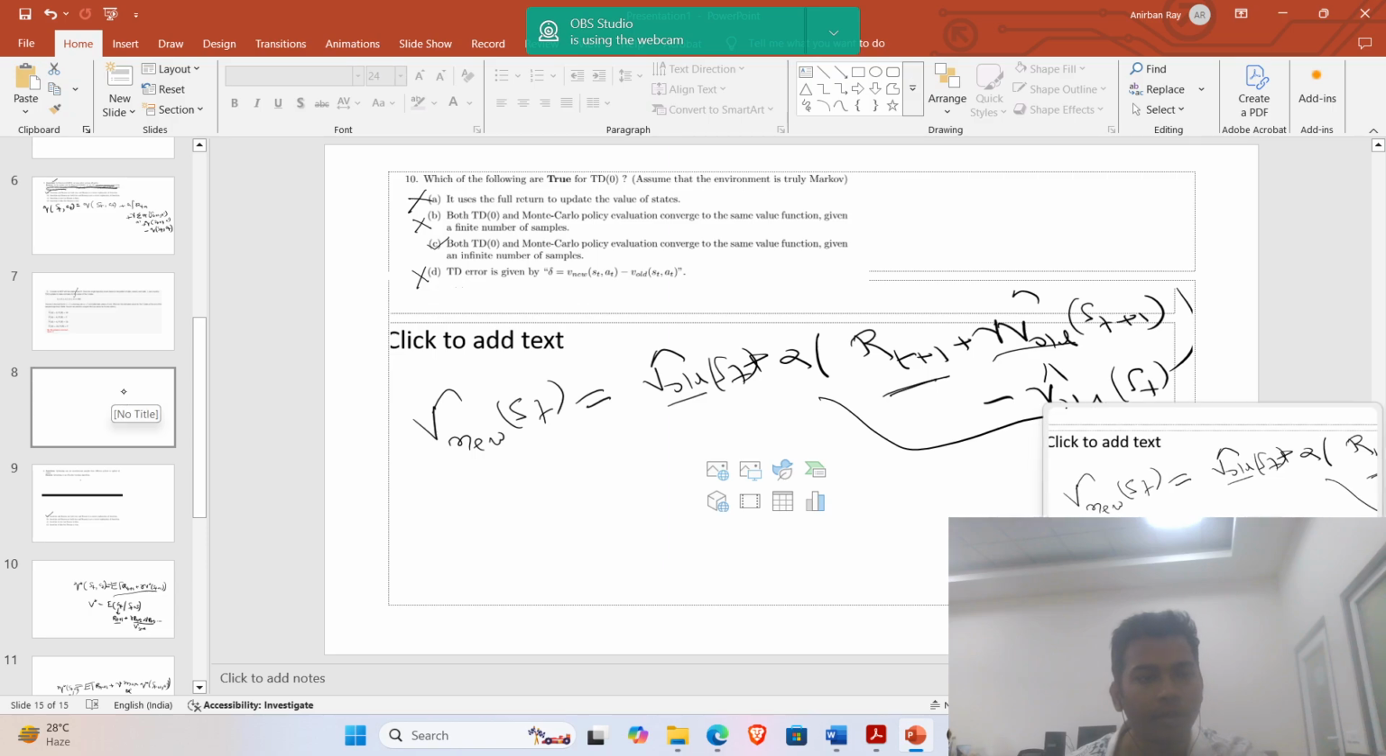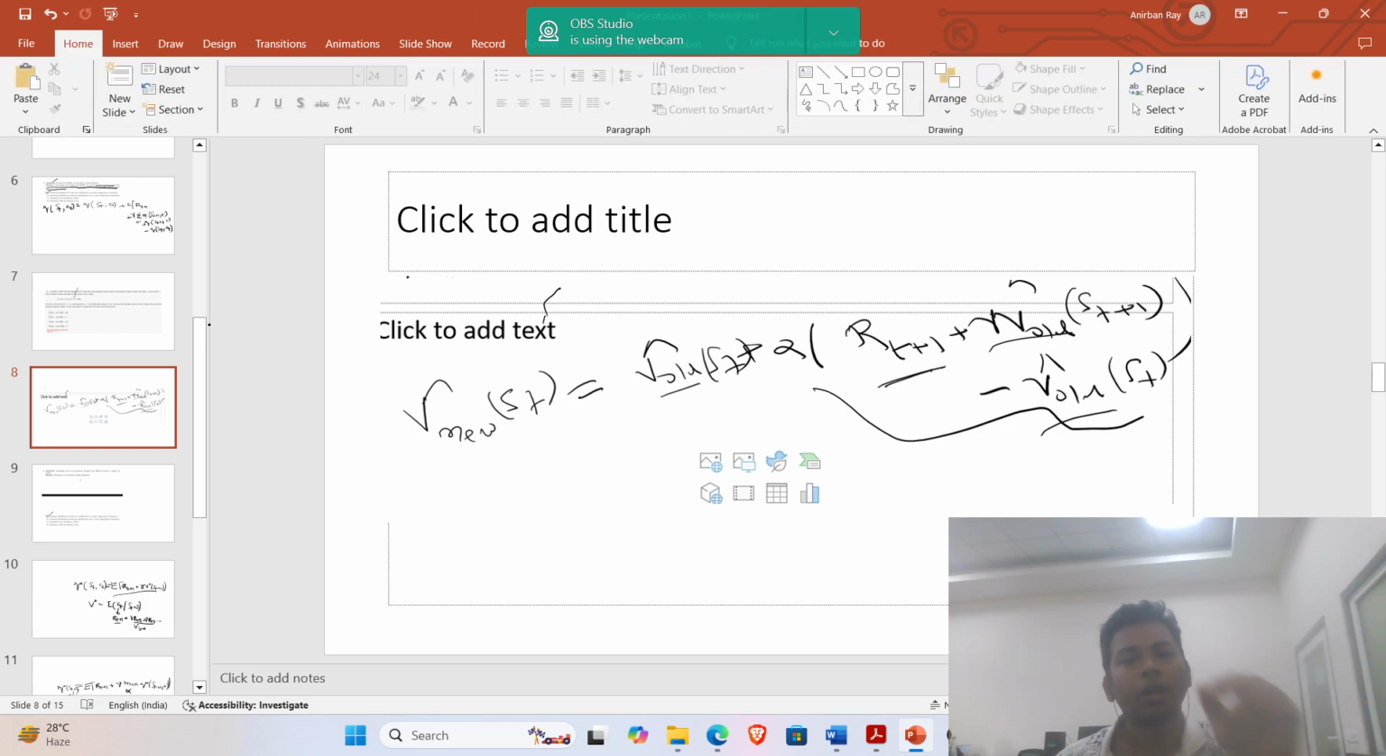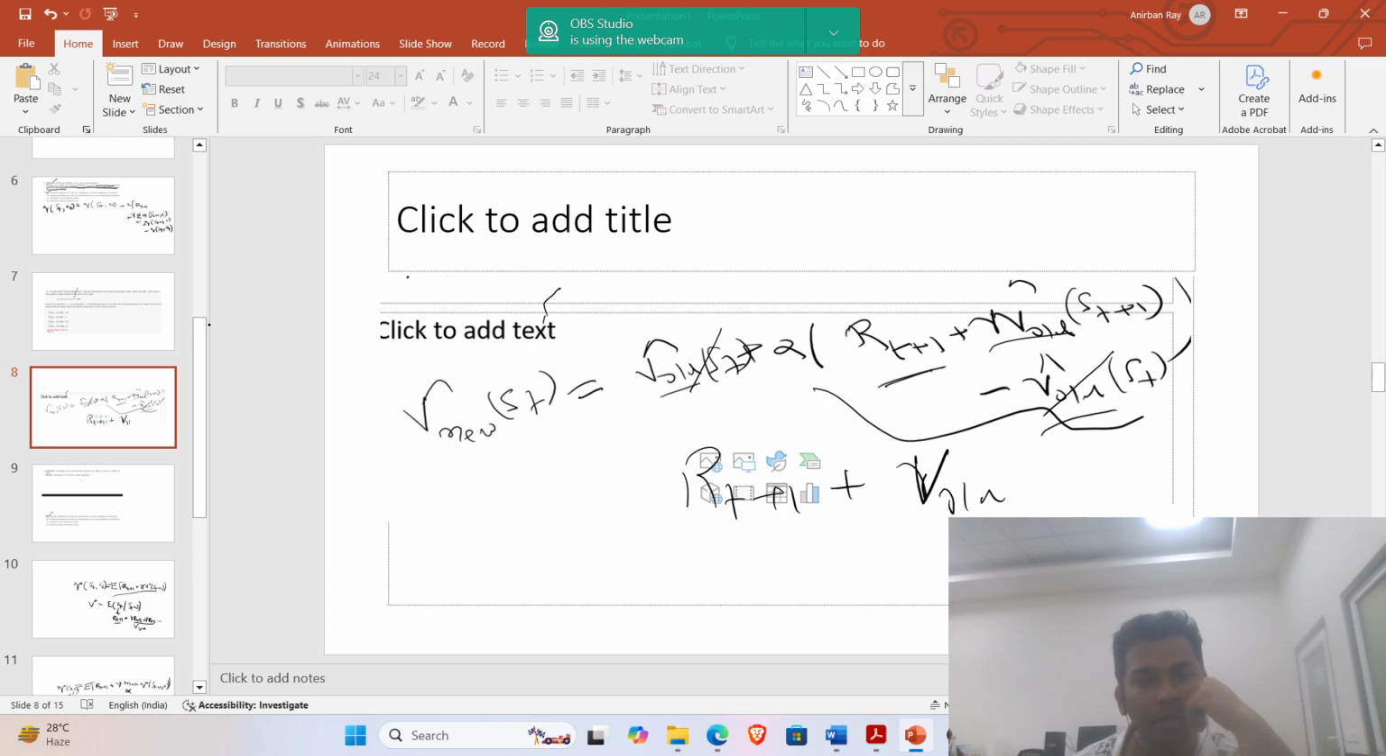Put it here, control V. And now the point is that alpha equals 1, gamma equals 1. So what does it become? This is what it becomes. This will cancel out, and what this becomes is RT plus 1 plus gamma, which is 1, times V old ST plus 1. This is our update rule now, V new ST.